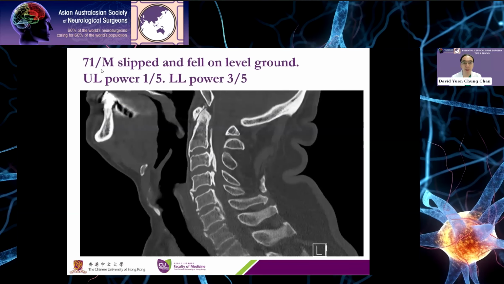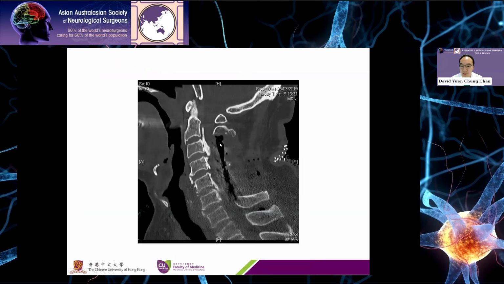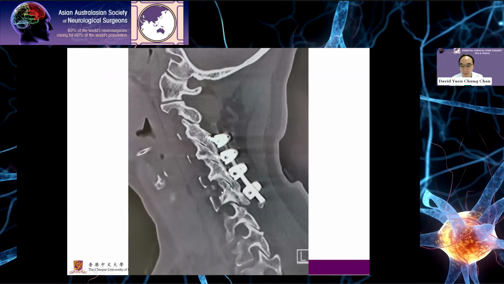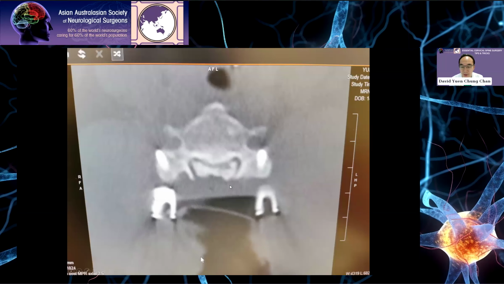So one of our patients, a 71-year-old gentleman, slipped and fell on level ground, with bilateral upper limb power down to 1/5 and lower limb power 3/5. You can see extensive OPLL with cord compression. For this patient, we performed laminectomy for decompression and also posterior spinal fusion for stabilization. And then the subsequent scan shows good bony fusion of the facet joint. And this is the axial cut.